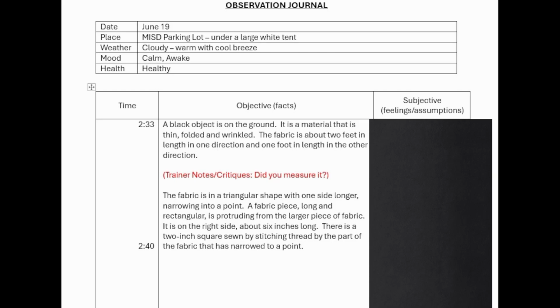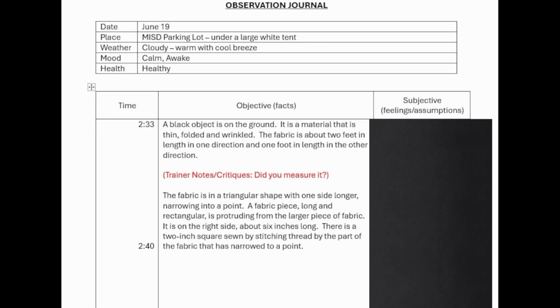narrowing into a point. A fabric piece, long and rectangular, is protruding from the larger piece of fabric. It is on the right side, about 6 inches long. There is a 2-inch square sewn by stitching thread by the part of the fabric that has narrowed to a point. So that's what I wrote for objective facts. Those are the things I tried to capture in the objective column.